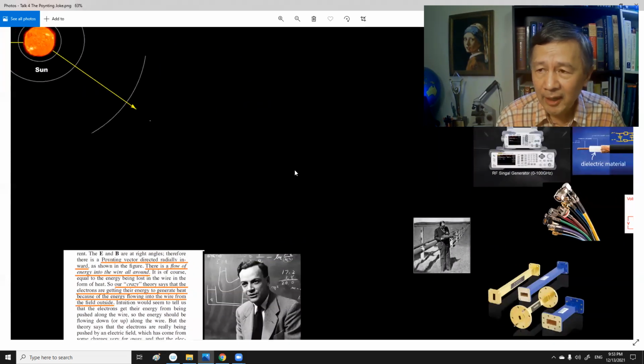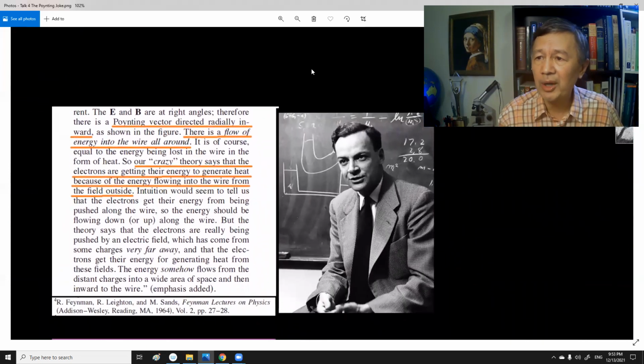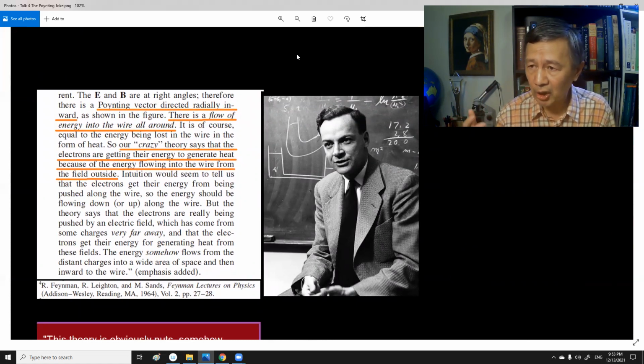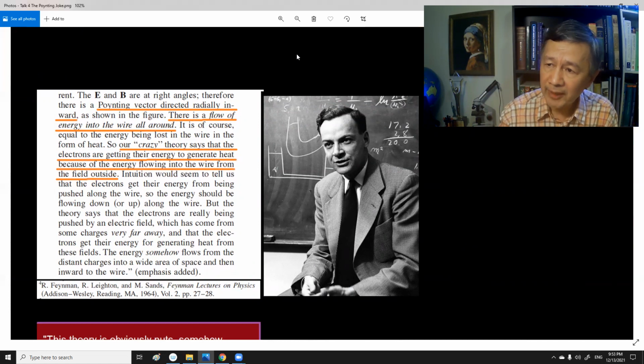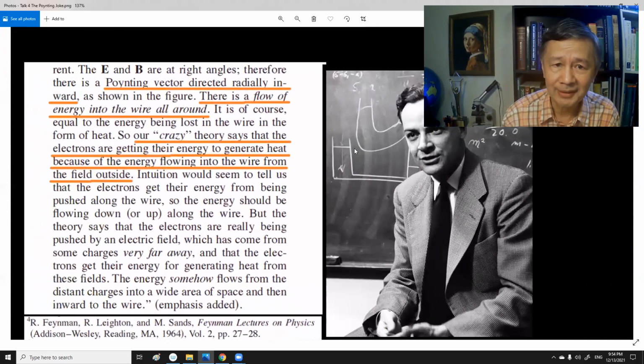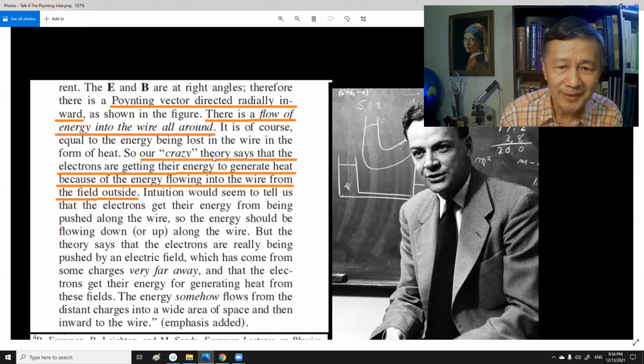And another thing I would like to point out is that this idea of using the Poynting vector to describe the energy transfer from the source to the electrical load was made by Richard Feynman. But if you look at his book in detail, he has such a comment here. He calls this a crazy theory. He said, so our crazy theory says that the electrons are getting their energy to generate heat because of the energy flowing into the wire from the field outside.